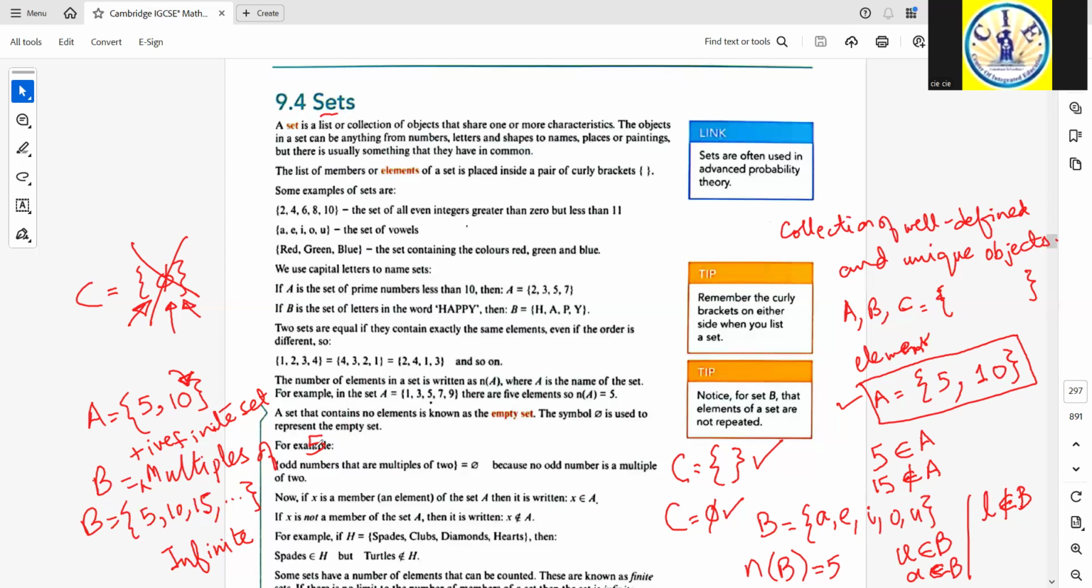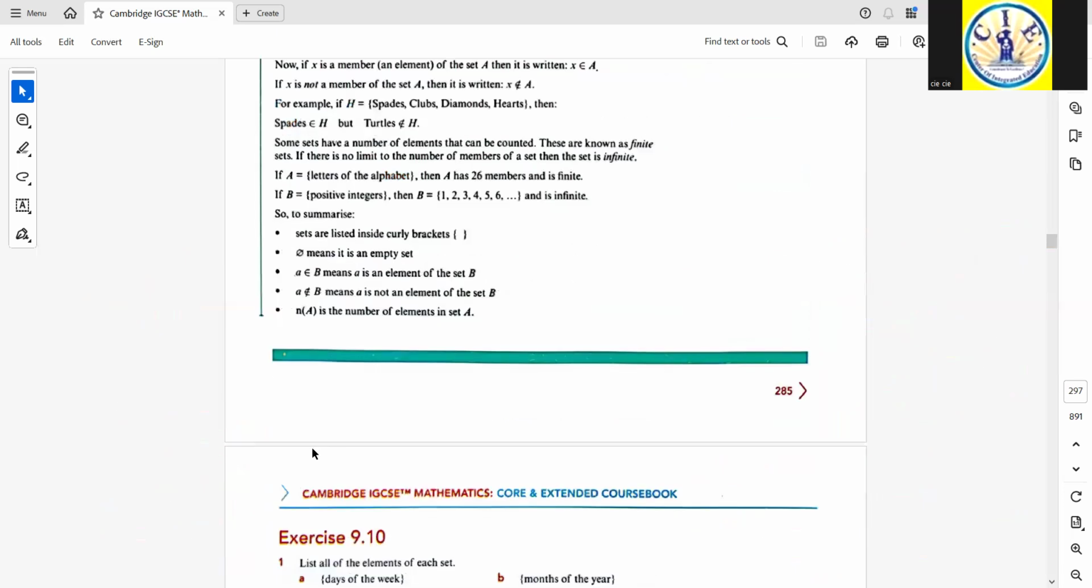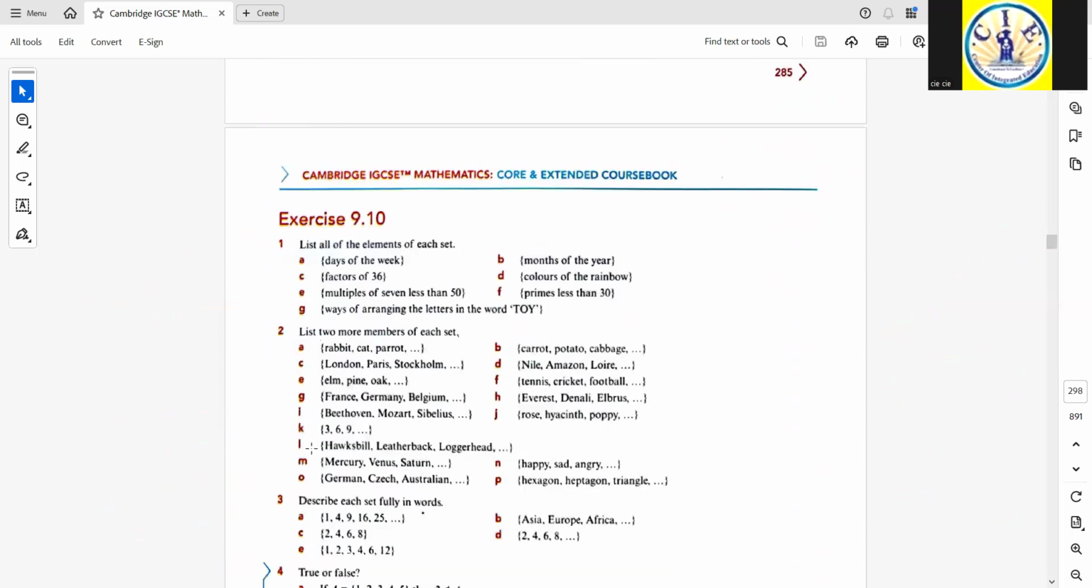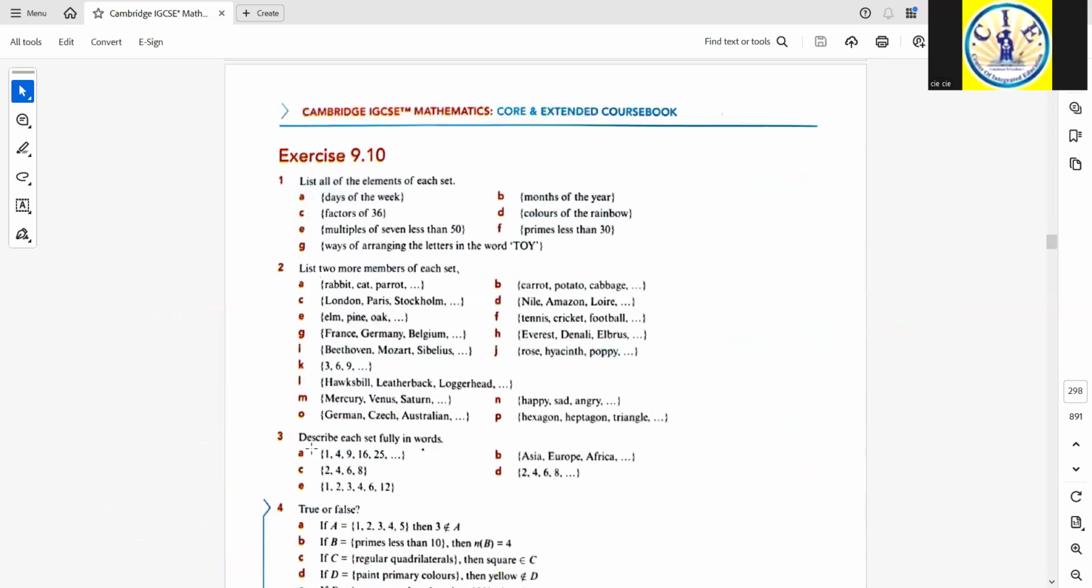Okay, then we proceed to exercise 9.10. List all the elements of each set, days of the week. So we just need to enlist the elements in part A. So that would be consisting of obviously the days from Monday till Sunday: Monday, Tuesday, Wednesday, Thursday, Friday, Saturday, and Sunday.